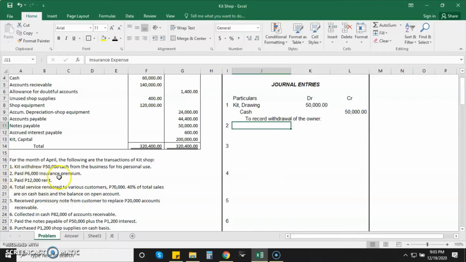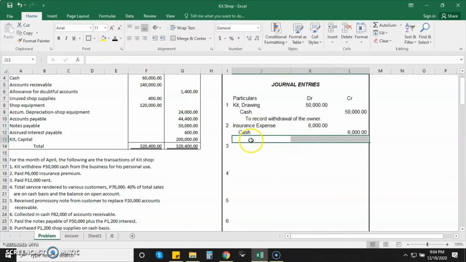Number two, paid 6,000 insurance premium. In this transaction, you paid. So in the cash of Kit Shop, there is a decrease because you paid for insurance. So your entry here is a credit in cash and a debit in insurance expense. That's the counterpart of cash that you paid for. And then here on this part, you can put your transaction description: to record payment of insurance.